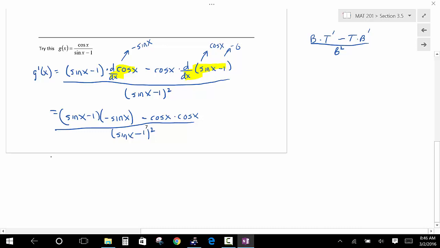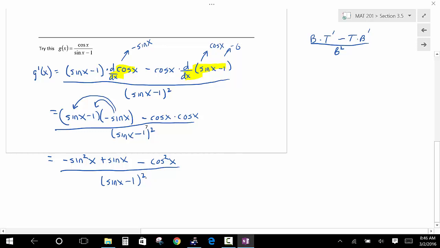All right, so what I see that you can do on this is a distributive property here. So notice you're going to have negative sine times sine, which is negative sine squared x. Now then what you're going to have is plus sine x there. Now, what we're going to have here is cosine squared x, and then all over sine x minus 1 squared like that. Okay, does that look okay?